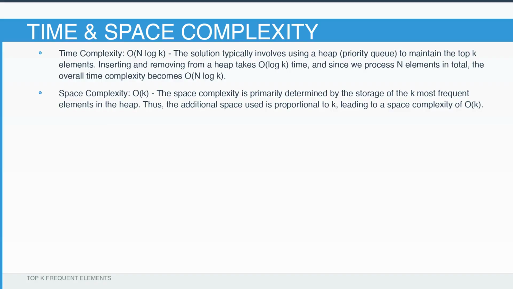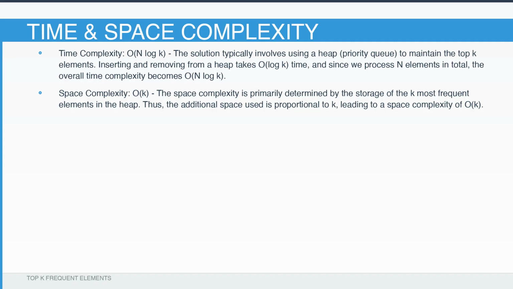Let's examine the time complexity of the top k frequent elements problem. The overall time complexity is O(n log k). Here's how it works. We often use a heap, or a priority queue, to keep track of the top k elements. When we insert or remove elements from this heap, it takes O(log k) time. Since we need to process n elements in total, multiplying these gives us the total time complexity of O(n log k). Now let's consider the space complexity, which is O(k).